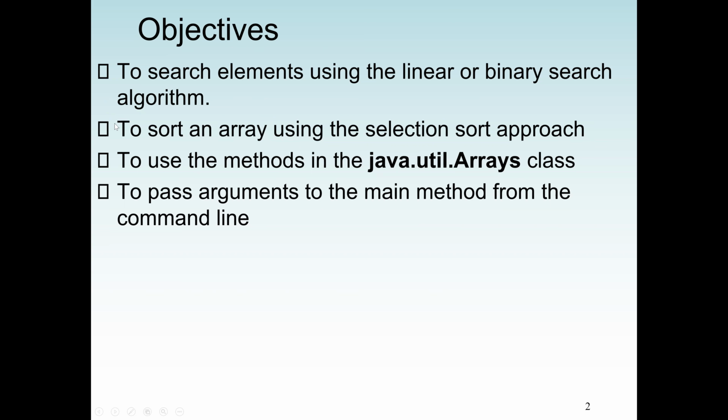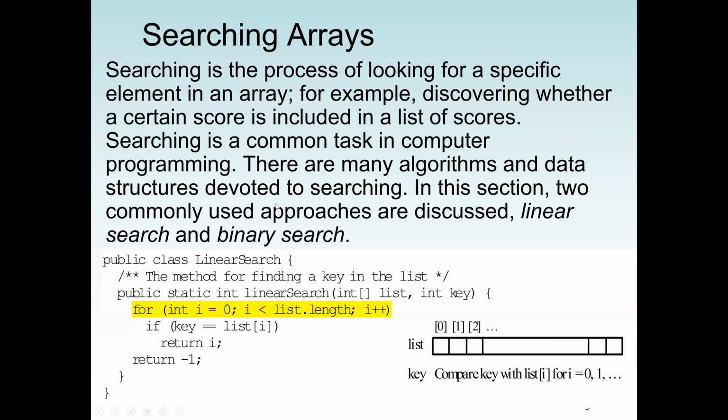So here we're going to go through how to sort an array and also how to search for an item in an array. So we start with the searching. Now in this section, we're going to learn two types of searching algorithm. One is called a linear search, and the other one is called the binary search.